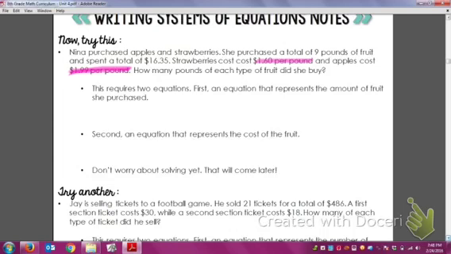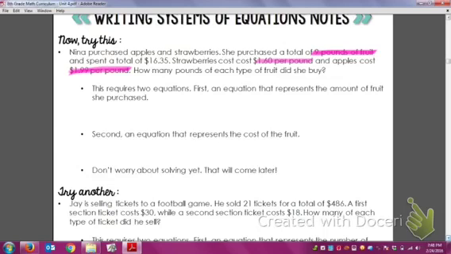Okay, let me start back at the beginning. Nina purchased apples and strawberries. She purchased a total of 9 pounds of fruit. Okay, that's pretty important. What does that mean? It means that however many pounds of apples and however many pounds of strawberries, it adds up to a total of 9 pounds. So what could that be? Four pounds of strawberries and 5 pounds of apples? Maybe. There's a bunch of different combinations, right?